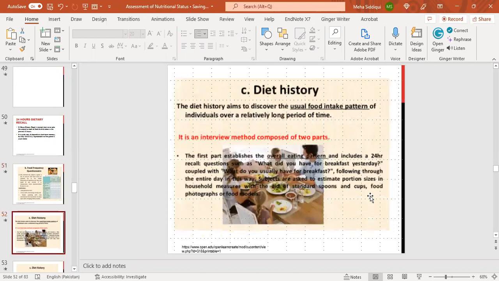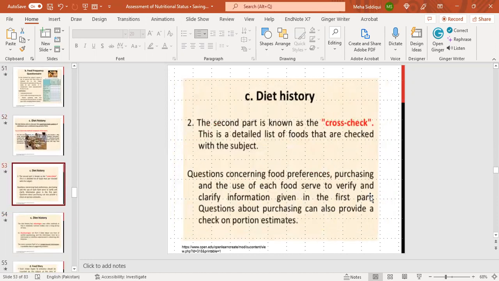Then comes diet history. The diet history aims to discover the usual food intake pattern of an individual over a relatively long period of time. It is an interview method composed of two parts. The first part establishes the overall eating pattern, includes a 24-hour recall about his intake, and the subjects are asked to estimate portion sizes in household measures with the aid of standard spoons and cups. Then the second part is known as the cross check, which is a detailed list of foods that are checked with the subject.